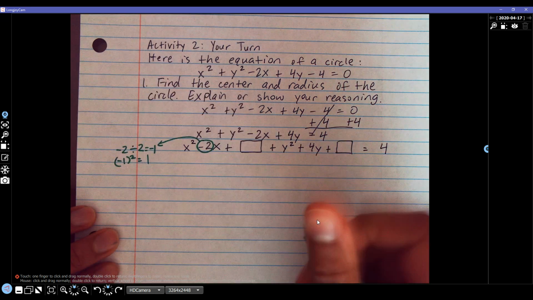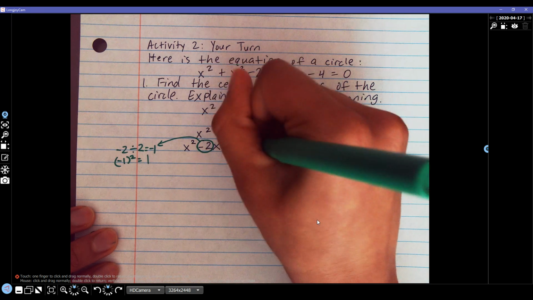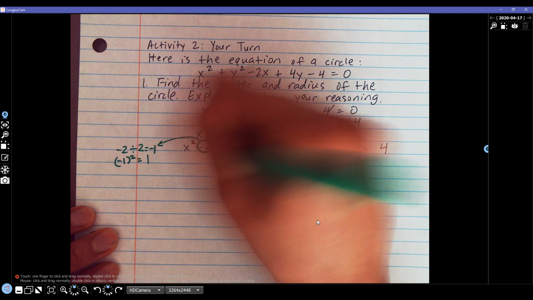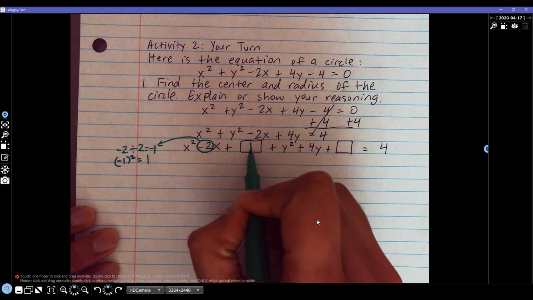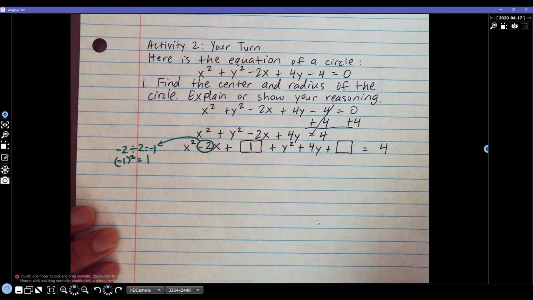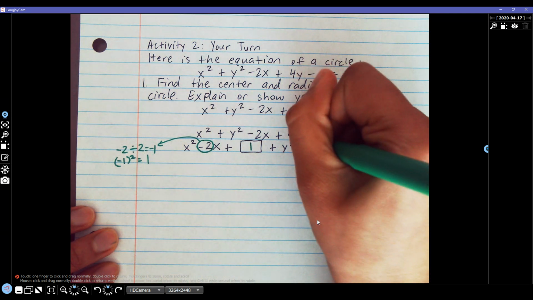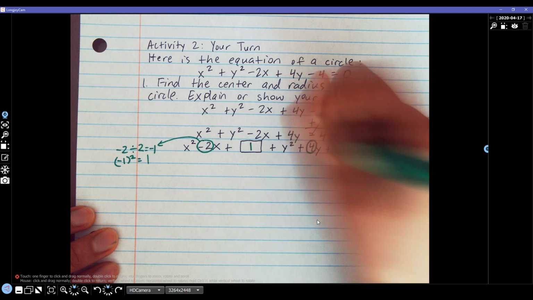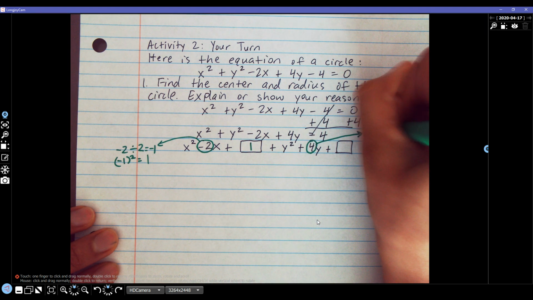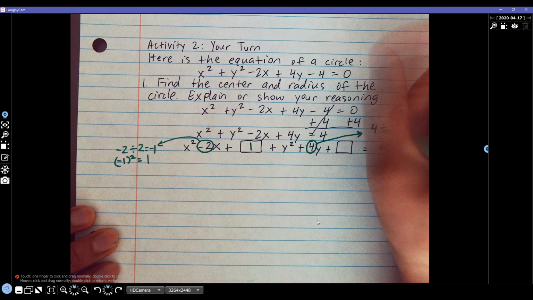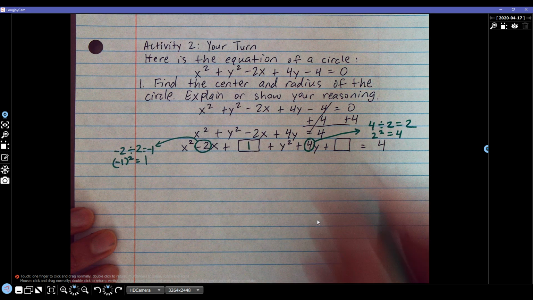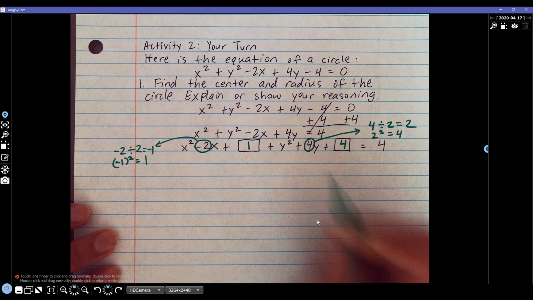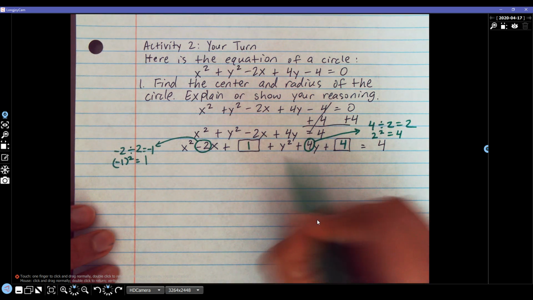So for the x terms in this expression, the number that will make it a perfect square trinomial is 1. Let's look at the expression with the y terms. Here our linear coefficient is 4. We can take 4 divided by 2, which is 2. And then 2 squared gives us 4. So in this case, 4 is the number that's going to complete the square, or make this expression a perfect square trinomial.